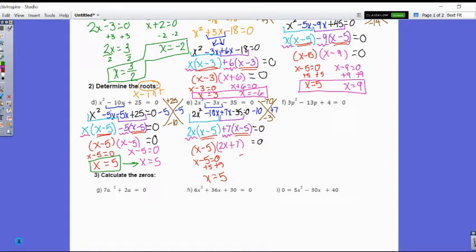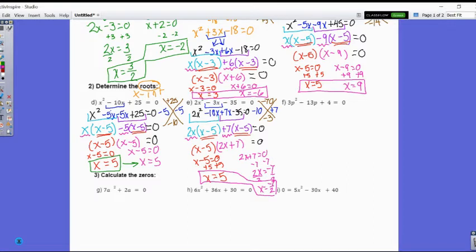Or my other option, the 2x plus 7 factor is equal to 0. So I've got to subtract that 7 from both sides. So 2x equals negative 7. Divide by the coefficient 2 on both of them. So x would be equal to negative 7 halves. There we are, negative 7 halves and 5. Those are the two roots that we have to the equation in E.